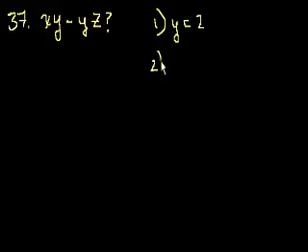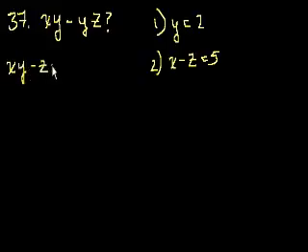Statement 2 is x minus z is equal to 5. Now this is interesting, because this expression we can factor out the y. What happens if we factor out y of both of these expressions? Let me just rewrite it. xy minus zy. I just switched the y and the z. That equals x minus z times y.